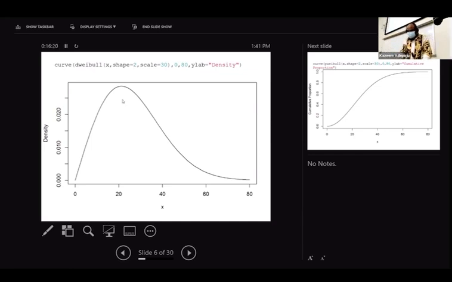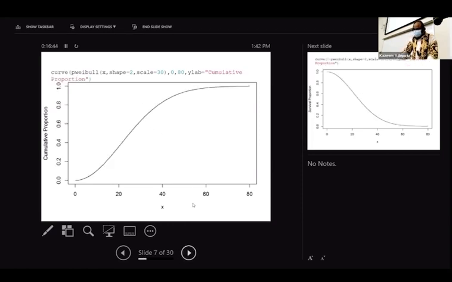Now, take a look at this. You see the density is skewed to the right, indicating that the Weibull distribution is not normal. This is not a bell shape, it's skewed. And of course, if you want to model reliability data or survival data, you cannot assume normality. This is the evidence.